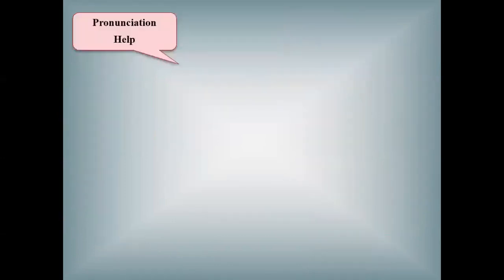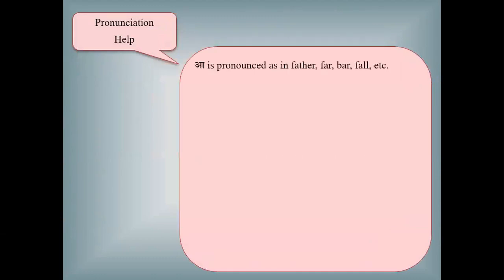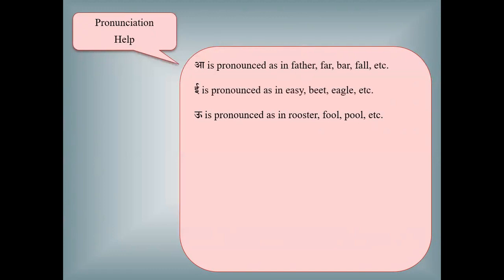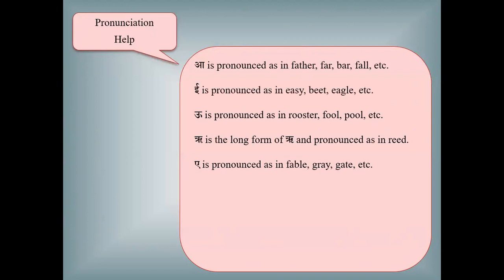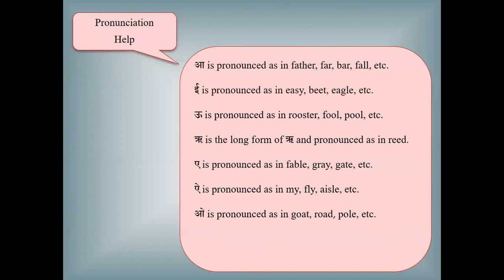Okay, then, how is it pronounced? The letter ā is pronounced as in the words father, far, fall. The letter ī is pronounced as in eagle, bead. The letter ū is pronounced as in rooster, fool. And ṝ is pronounced as in the word reed. And e is pronounced as in the words gray, gate. And ai as in the words my, fly. o as in the words goat, road, pole. au as in down, noun, loud. If you have difficulty in pronouncing, then you can take the support of these English words and observe how the sounds are produced. So this is with regard to the vowels.